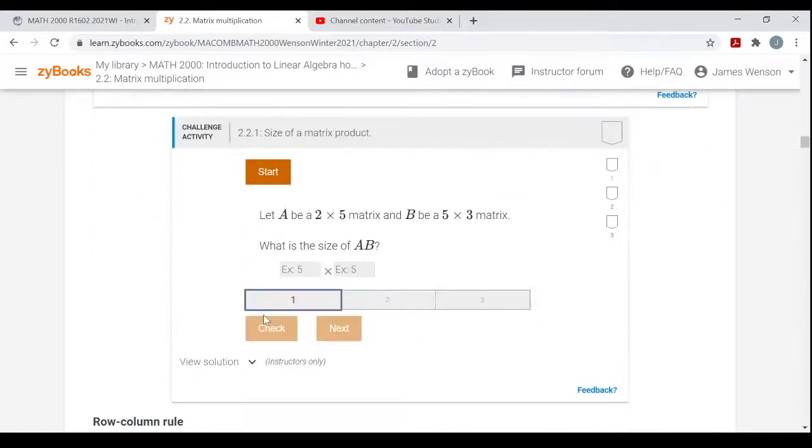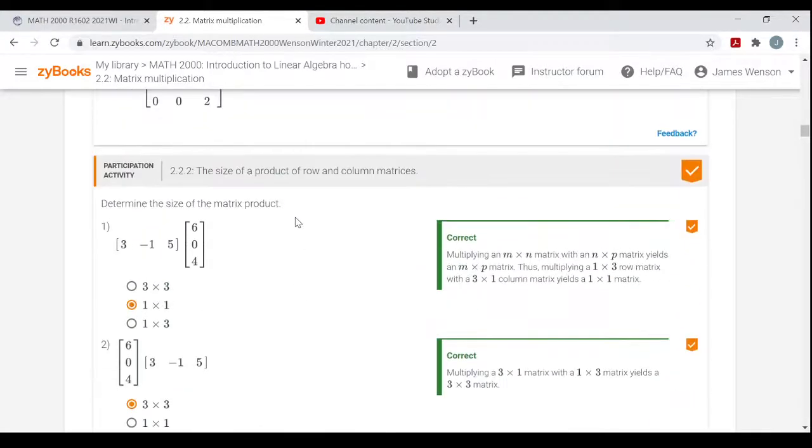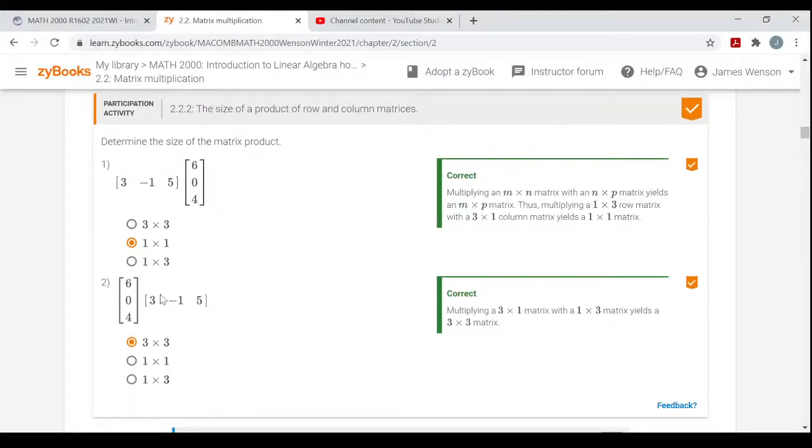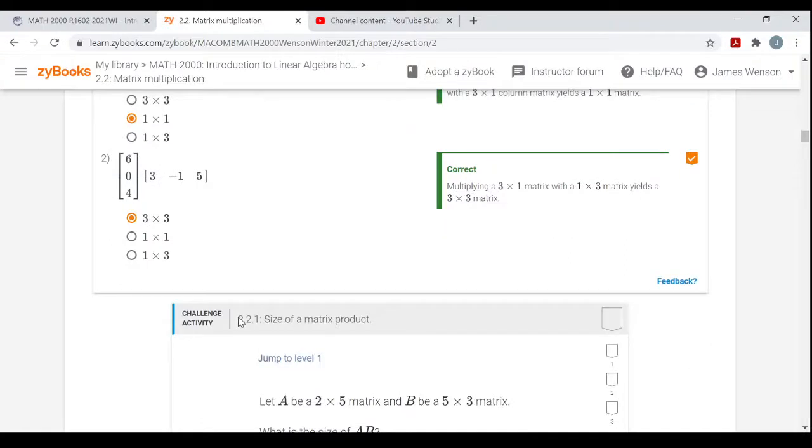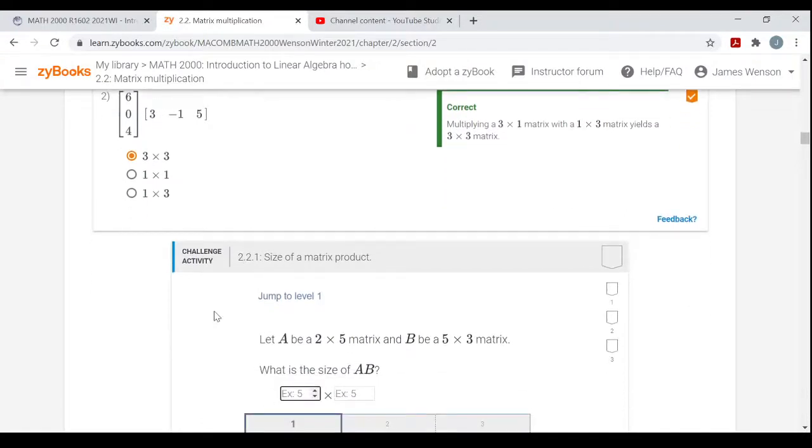Okay. And they even have a challenge activity where you have to figure it out. Now you got to pay attention to the order, right? You saw in this last participation activity, the order that matrices come in matters. This product would end up with a 1 by 1, but if you just switch the order of the matrices, you end up with a totally different matrix of a totally different size. That's not always going to happen, but still, just pay attention. The order matters when you multiply matrices.